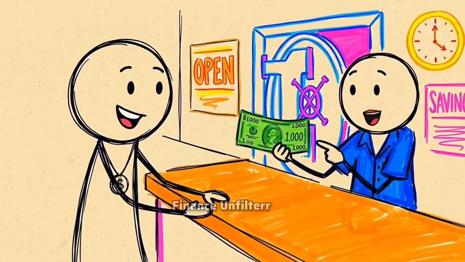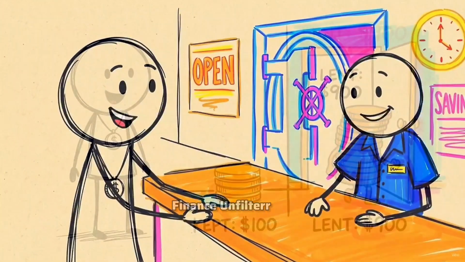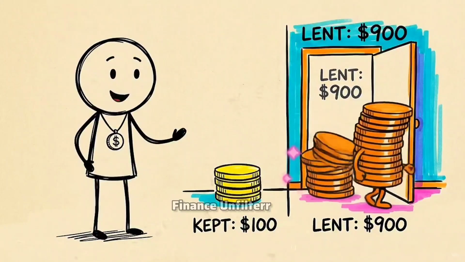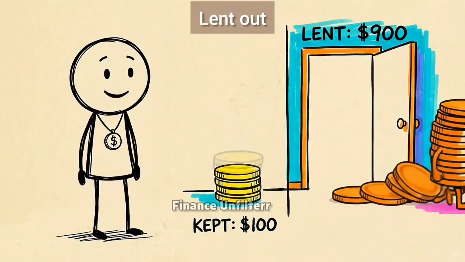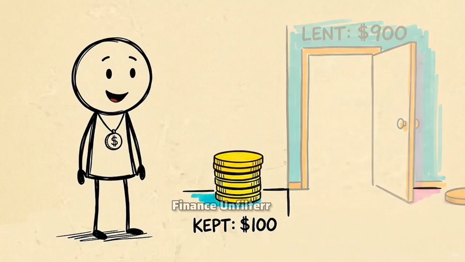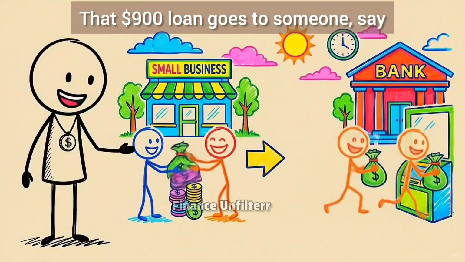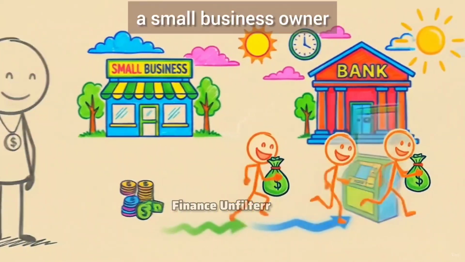You deposit $1,000 at your bank. The bank keeps a small fraction as reserves, say 10%. That's $100. The other $900? Gone, lent out. That $900 loan goes to someone, say a small business owner.